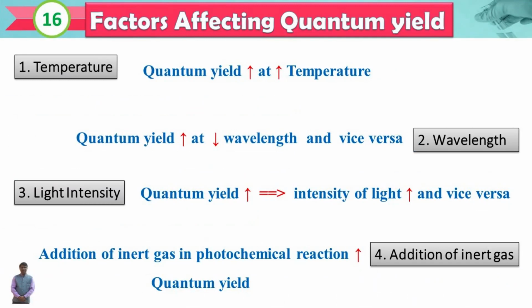Factors affecting quantum yield. 1. Temperature. Quantum yield increases as temperature increases. 2. Wavelength. Quantum yield increases as wavelength decreases, and vice versa. 3. Light intensity. Quantum yield increases with increase in the intensity of light, and vice versa. 4. Addition of inert gas. Addition of inert gas in a photochemical reaction increases the quantum yield.